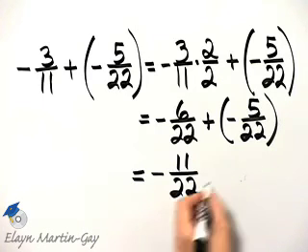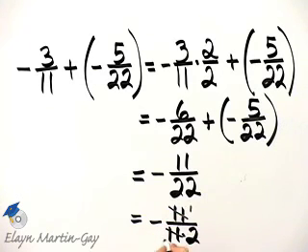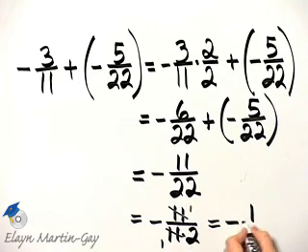I can write this as -11 over, I'll write 22 as 11 times 2, and notice then you can see that common factor of 11. So I have -1 over 1 times 2, or 2. In simplest form then, it is -1/2.